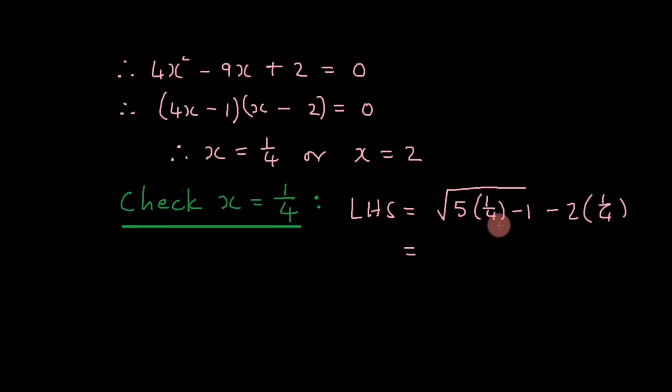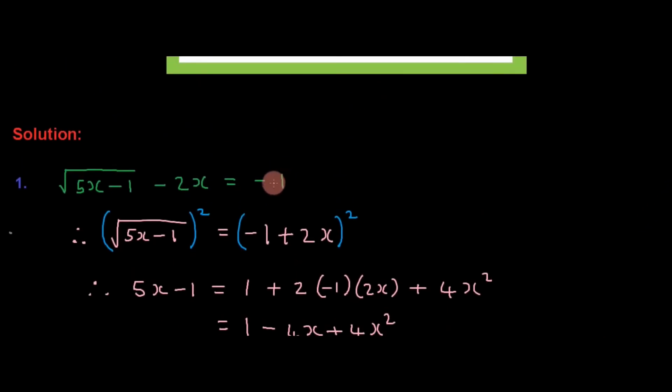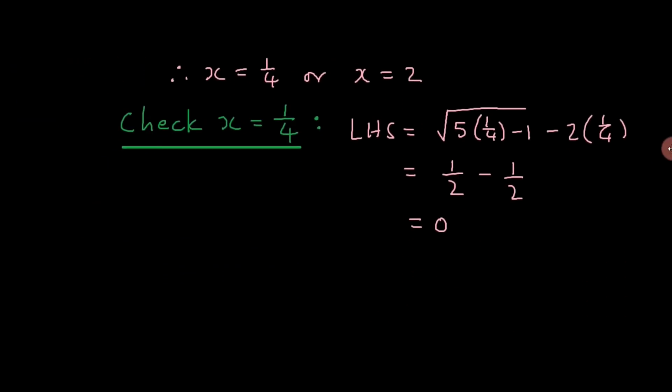And we can use a calculator here. Under the square root we have 5 over 4 minus 4 over 4, which is the square root of a quarter, and this gives us a half. Then 2 times a quarter, 2 into 4 twice, so we're left with a half as well, and this equals 0. Now this doesn't come to the right-hand side of negative 1, so this is not equal to the right-hand side, and hence we know that x equals a quarter is not a valid answer. Let's check x equals 2.